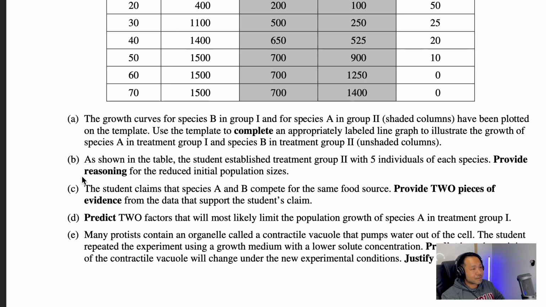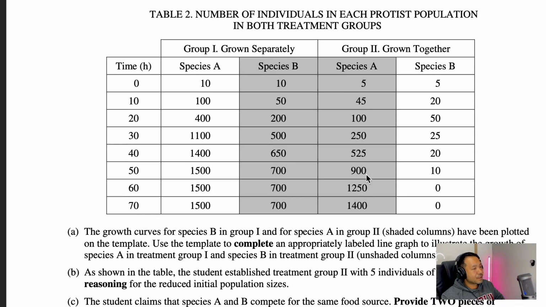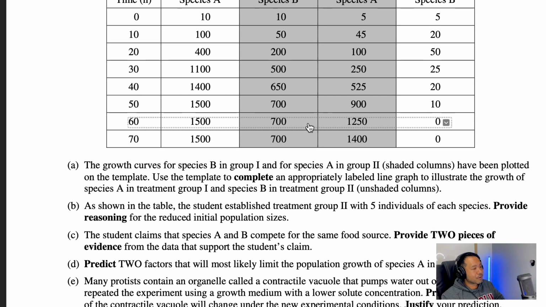All right, let's take a look at some of these concept questions though. B says, as shown in the table, the student established treatment group 2 with 5 individuals of each species. Provide reasoning for the reduced initial population sizes. In this case, they're asking why this group here only has 5, whereas this one has 10. It's just a control to ensure that the population density in the vessel, whatever vessel they're using, is the same whether you're looking at them separately or together. I know there are probably better ways to control for that, but in AP Biology, that's all they're asking for. It's a control to ensure that the population density is the same in both conditions, group 1 and group 2.